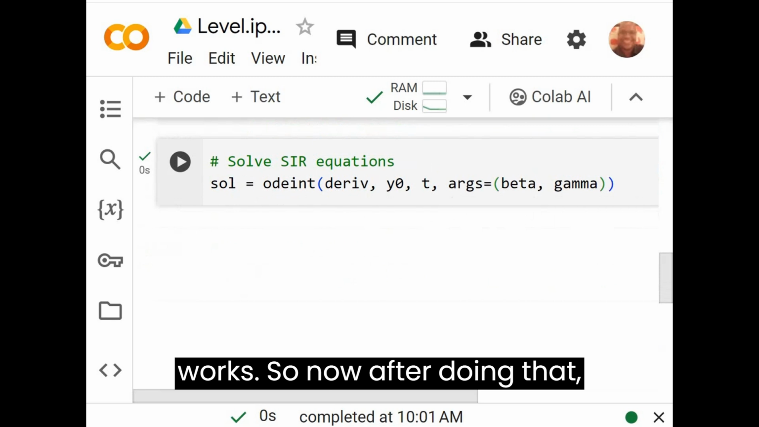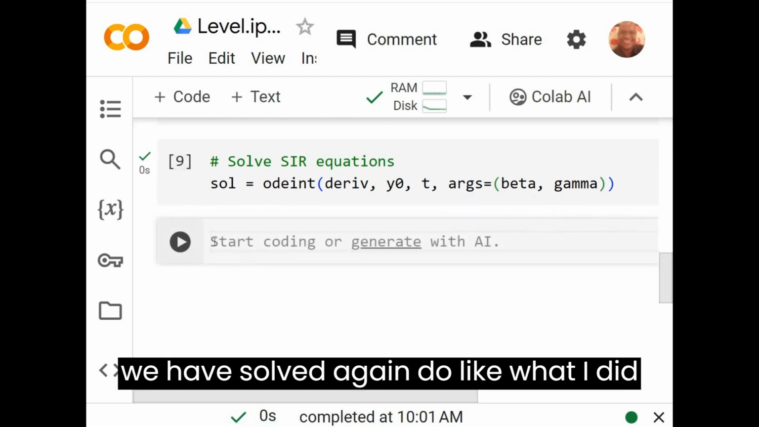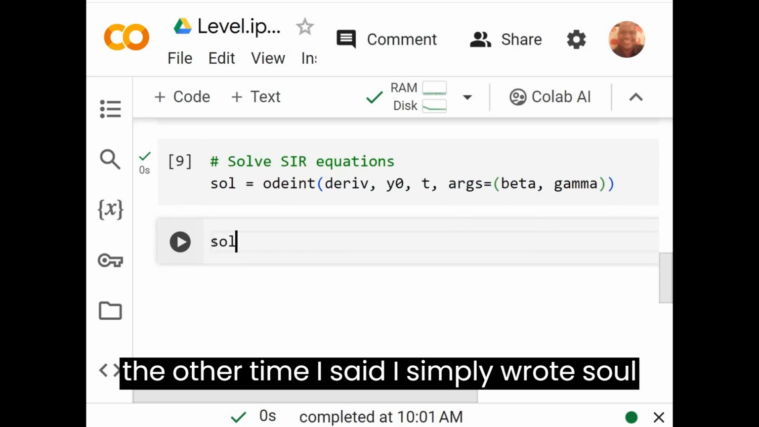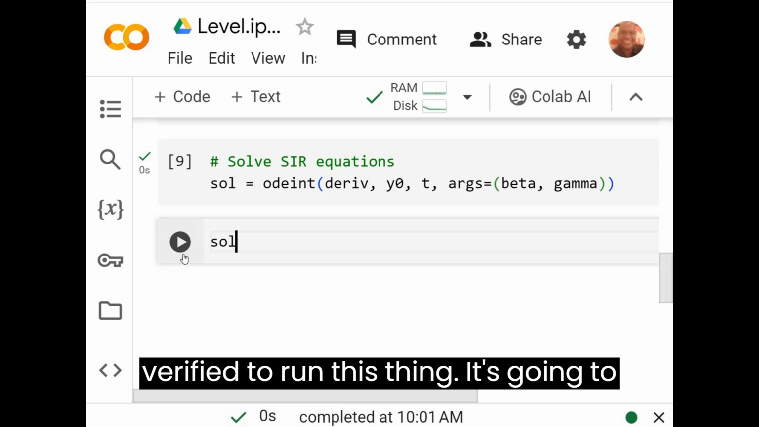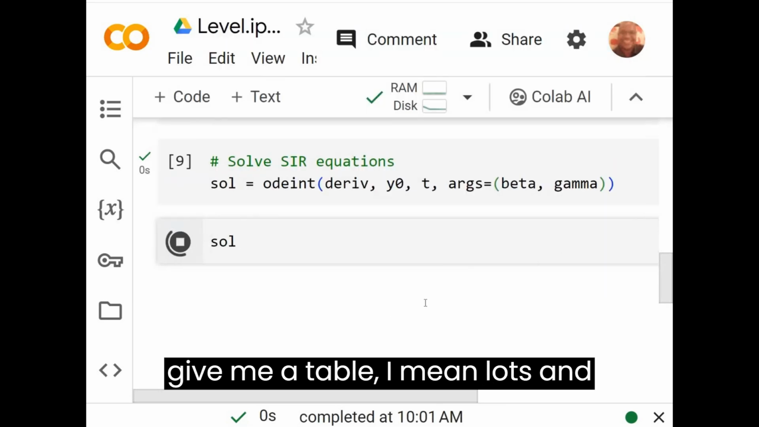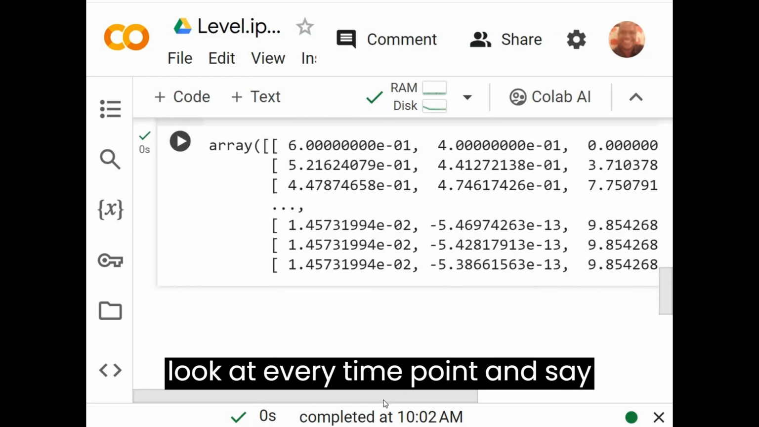So now after doing that, we have solved. Again, do like what I did the other time. I simply wrote solve so that I can get the solution. And if I run this, it's going to give me a table, I mean, lots and lots of numbers, because it's going to look at every time point and say what happened.